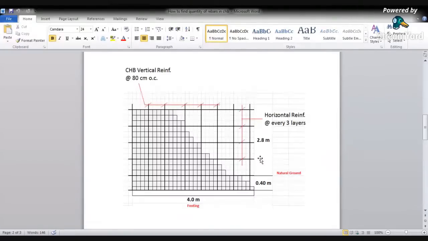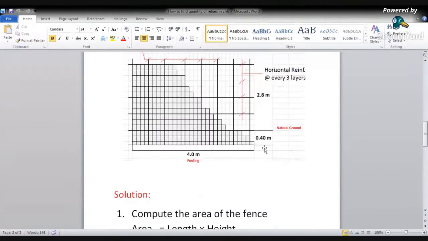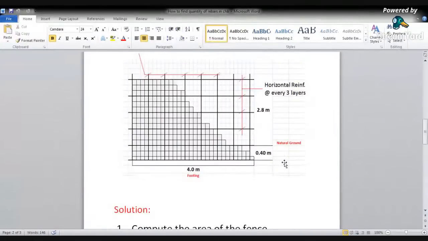And for the vertical reinforcement, we put it at 80 centimeters on center. So the spacing of this vertical reinforcement or rebars is 80 centimeters. And we'll put other rebars in horizontal position every 3 layers. As per the table above, we need to compute the area only. So very easy.